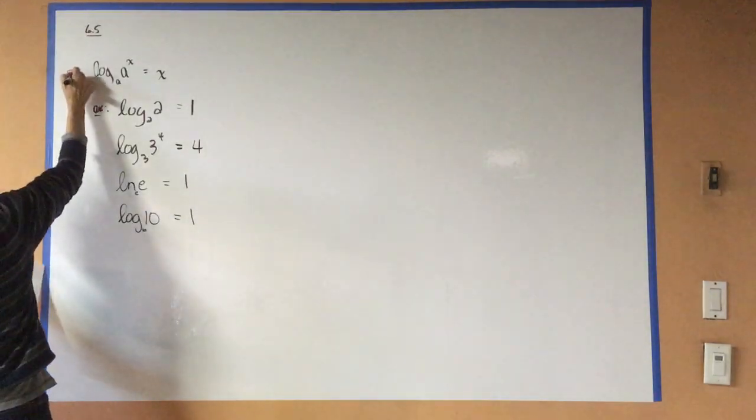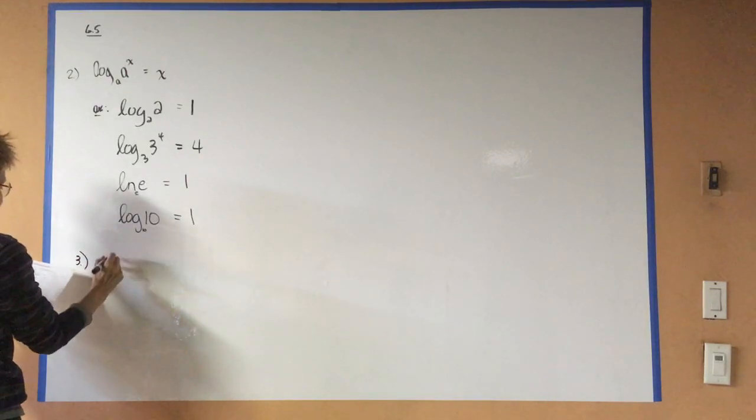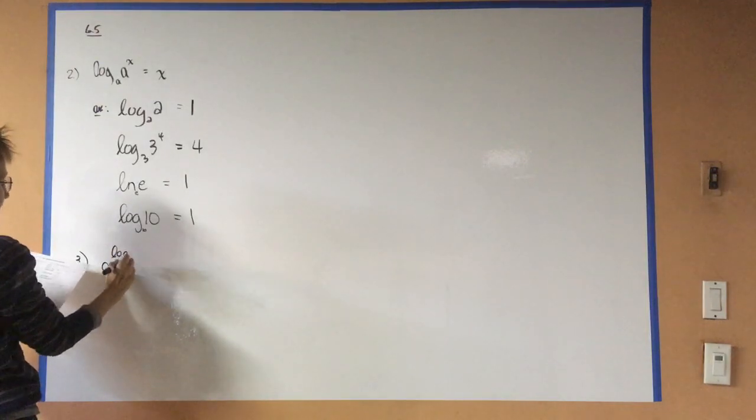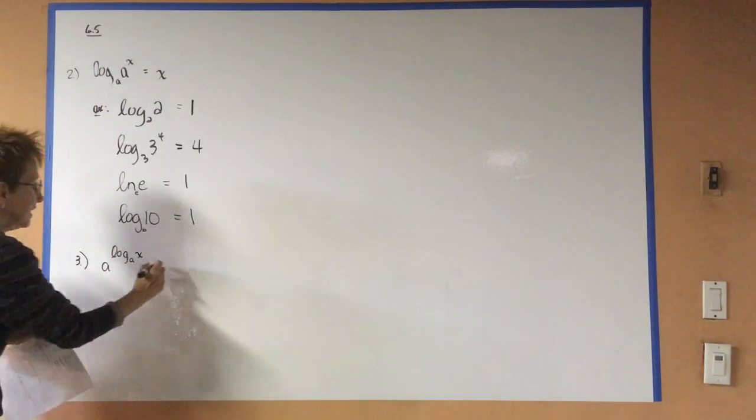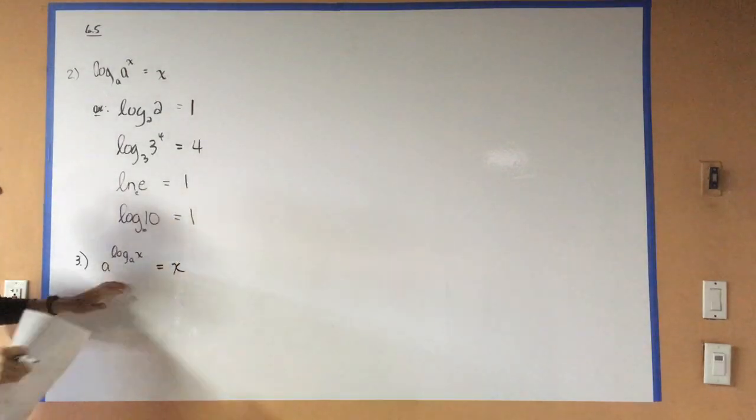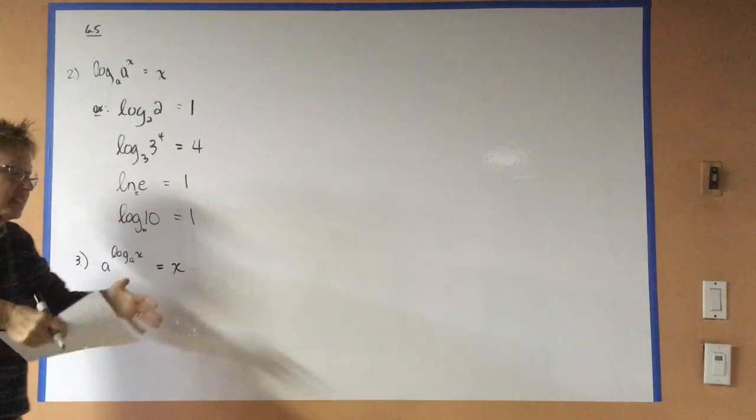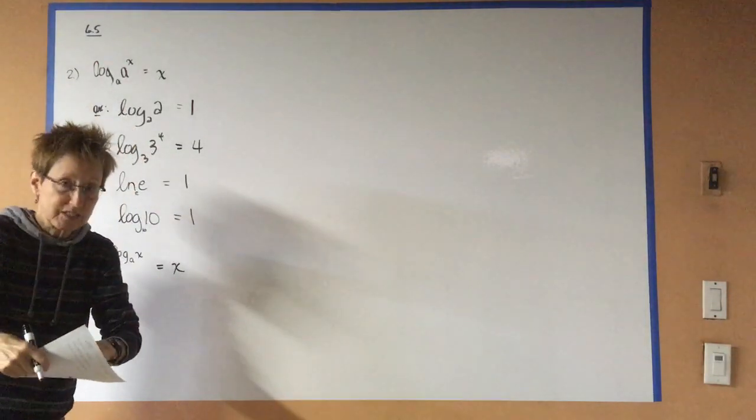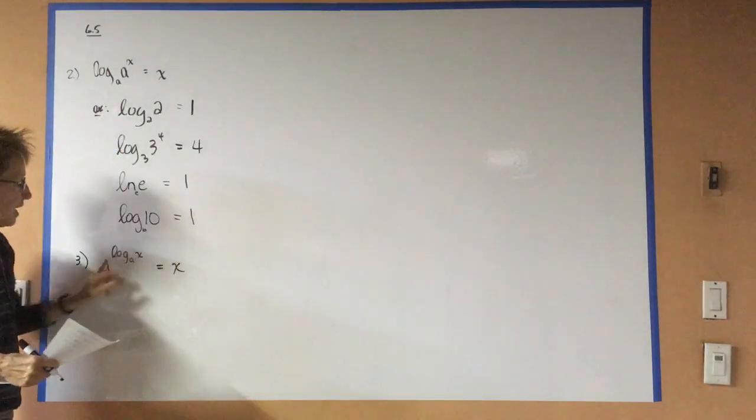Rule number 3 is a little weird. It says if I have a base to the power of a log that has the same base, and the argument is x, this is just going to give me x. Well, this is sort of the reverse of this logic. Again, log functions and exponential functions are inverses of each other. So if I put one in the other, I should get x back. And that's what's happening here.